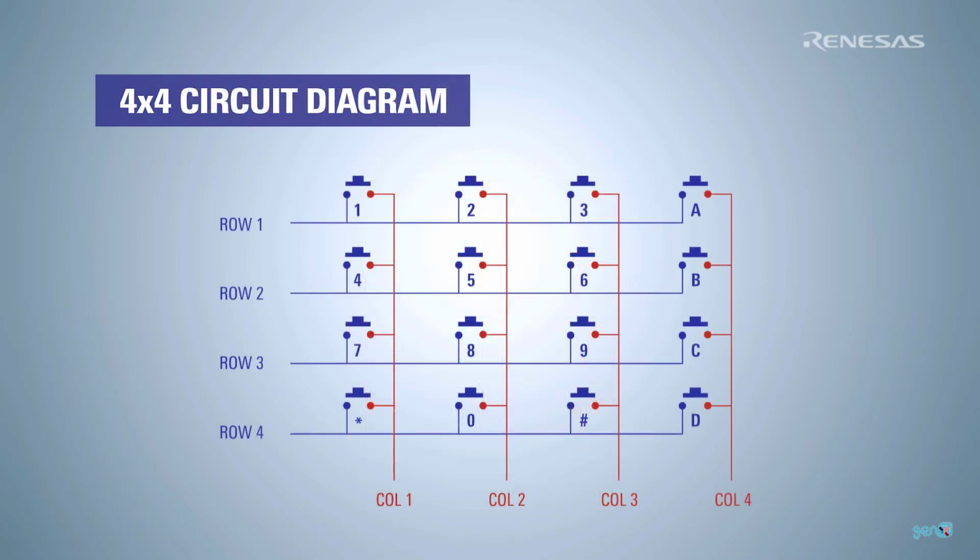Looking at the circuit, we can see that each button is connected to one row and one column, so every key has a unique row-column combination. The reading mechanism involves supplying a signal from one of the row pins and detecting the signal at the column pin. This can be easily accomplished by controlling the GPIO pins on our array board.